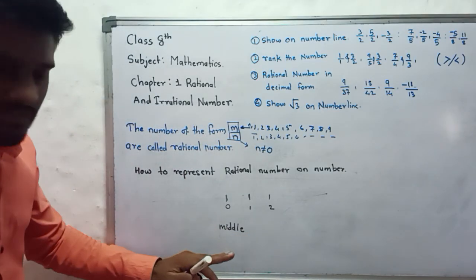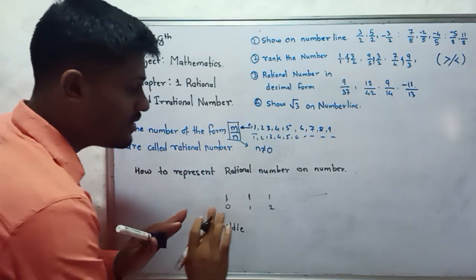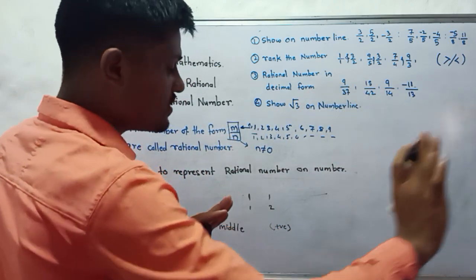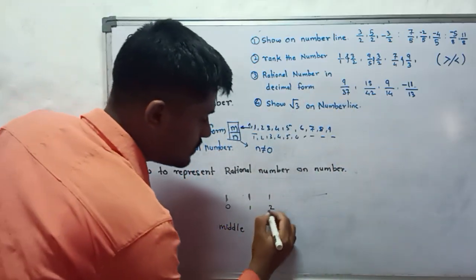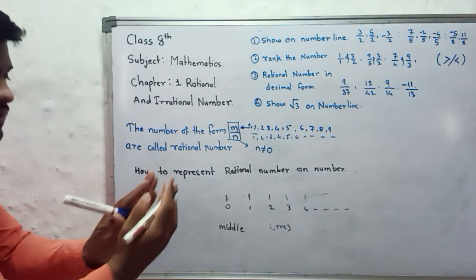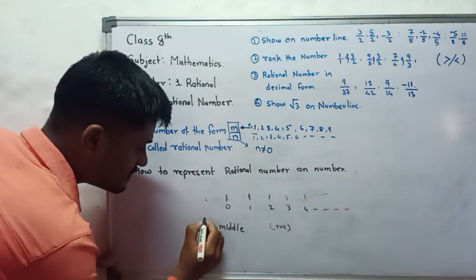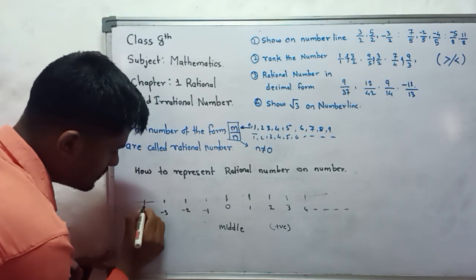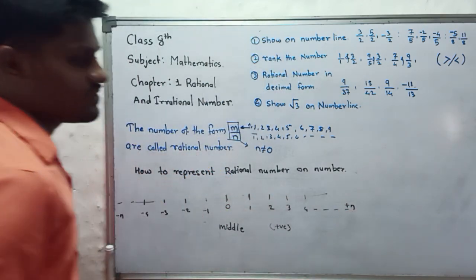0 as the middle digit. To the right of the 0 we will write the positive whole numbers, the positive integers: 1, 2, 3, 4, up to the nth term. But when we go towards the left of the 0, we will find -1, -2, -3, -4, and up to the -nth term.